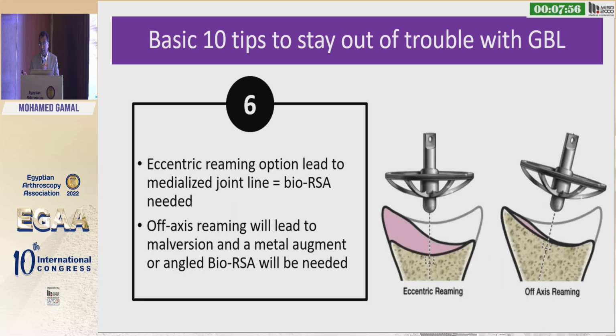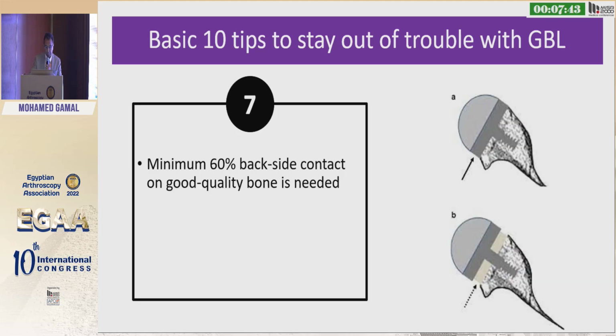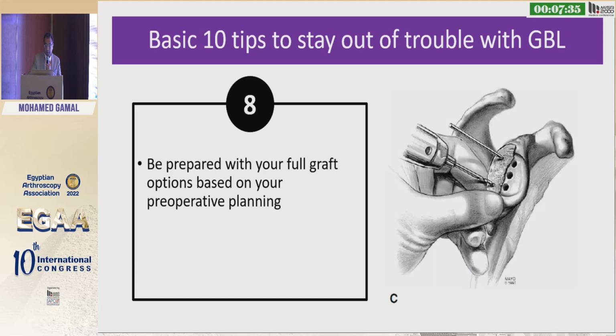Sixth, the eccentric reaming option leads to a medialized joint line, so bio-reverse may be needed. And off-axis reaming will lead to malversion, and a metal augment or angled bio-reverse will be needed. Seventh, a minimum of 60% backside contact on good quality bone is needed. Be prepared with your full graft options based on your preoperative planning. Yes, we don't have apps here. Our app is our minds.